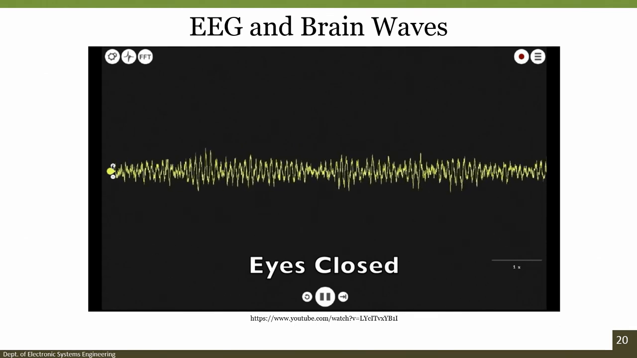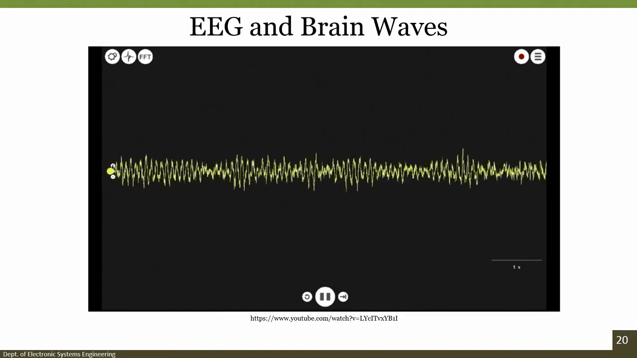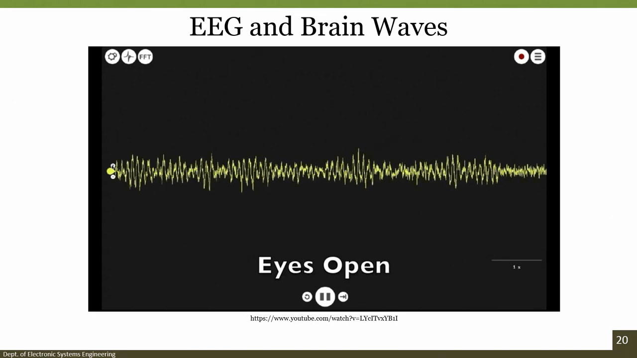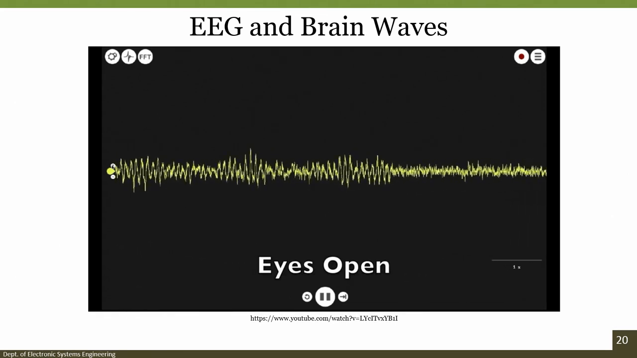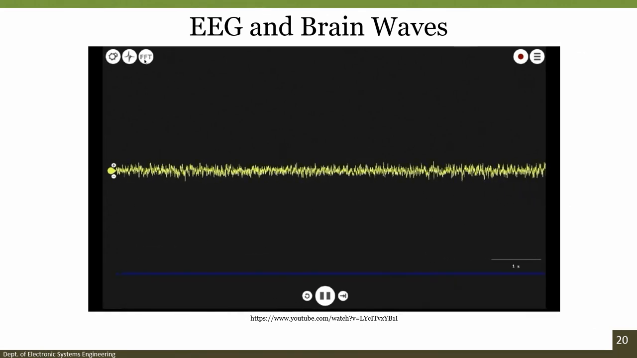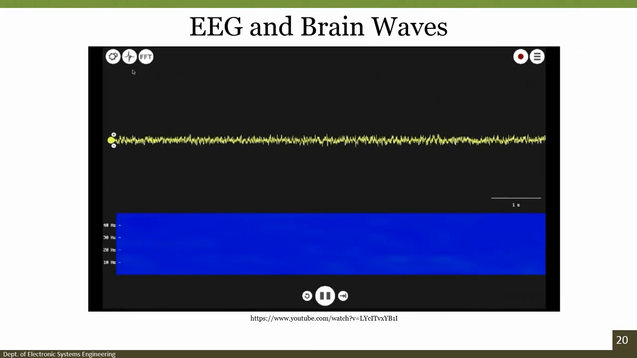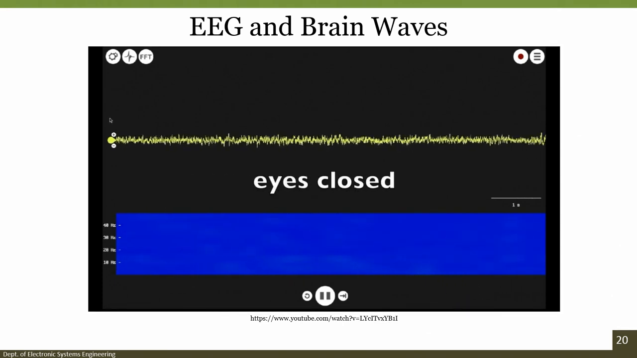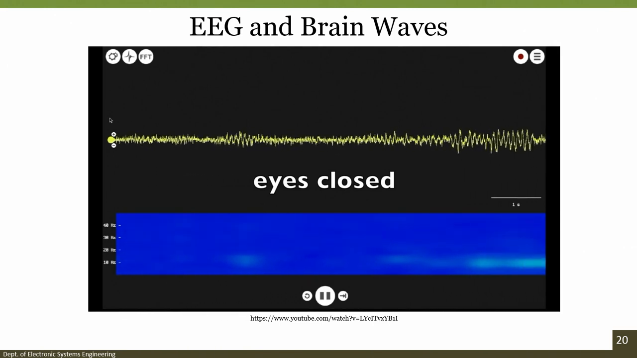Those ripples are the 8 to 10 hertz alpha waves of the visual cortex that disappear when the eyes open again. If you click on the FFT button, you will bring up a spectrogram view, which will show the EEG signal decomposed into frequency, time, and amplitude. Thus, when the eyes are closed, you will note the increased signal strength at 8 to 10 hertz.